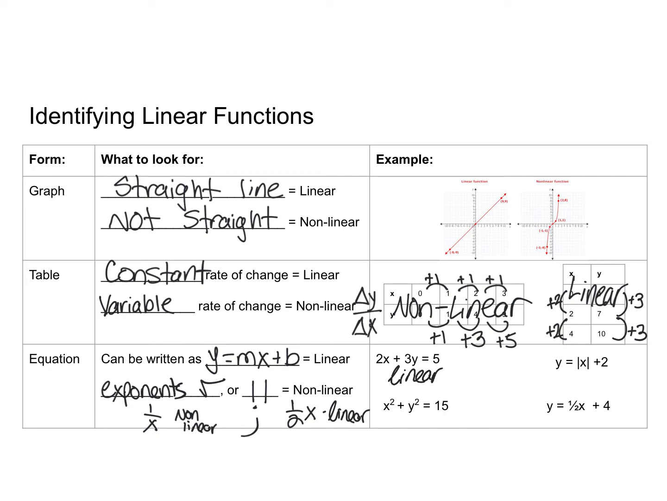The one to the right of it, the y equals the absolute value of x plus 2, has absolute value bars in it. So even though it looks like a y equals mx plus b function, it's not linear because it has these absolute value bars.